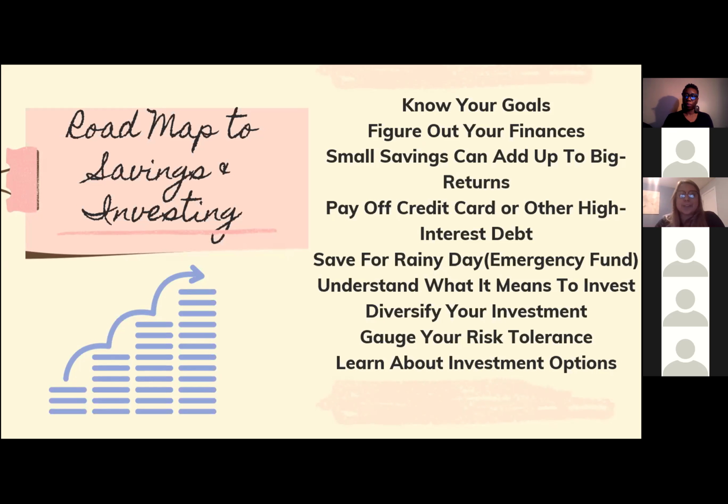Diversify your investments. What that means is don't put all your eggs in one basket, right? Diversify. Look at the various options that you have. Gauge your risks. So pretty much measure the risks. Is this risk that you're going to take to invest really something that you can do at this time? And then learn about investment options. There are so many investment options available, and it's also important to know that not one investment option fits everyone's needs. So it's important that you look at your options and see what better fits your needs.